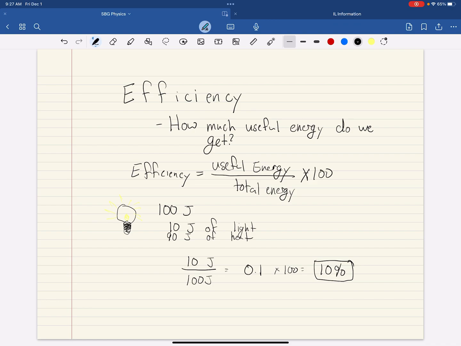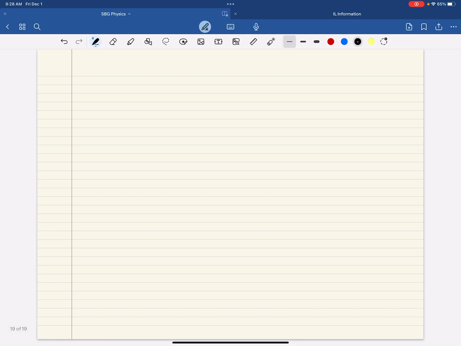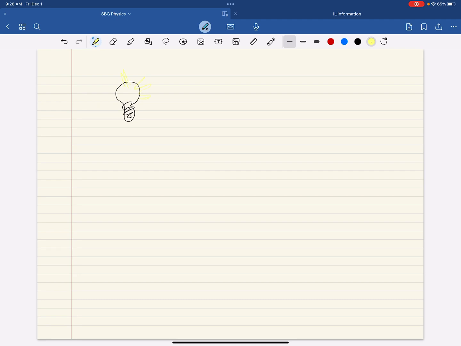Now, we can visualize the efficiency of an object fairly easily, and we're going to use a diagram to show off how this energy works. These are called Sankey diagrams, and I'll go ahead and create a new page for this one. Let's do a Sankey diagram for that light bulb. So again, I've got this light bulb here, and we know from the previous slide our light bulb is only 10% effective. Here we'll have some light coming off of it. And so we know that for every 100 joules of energy that we put in, we get 10 joules of light, and we have 90 joules of heat.